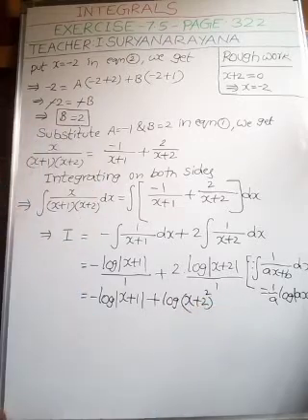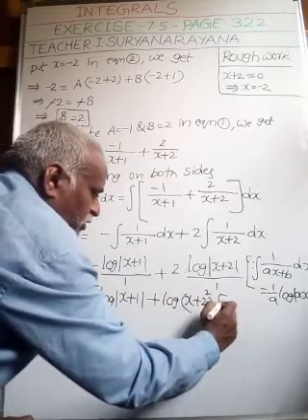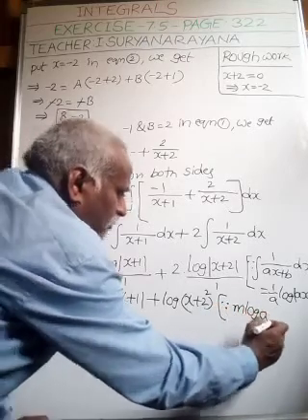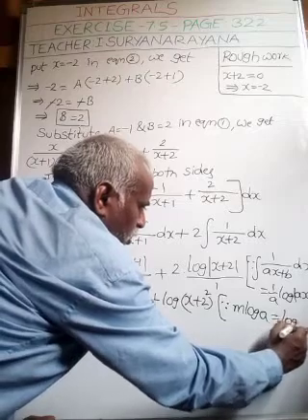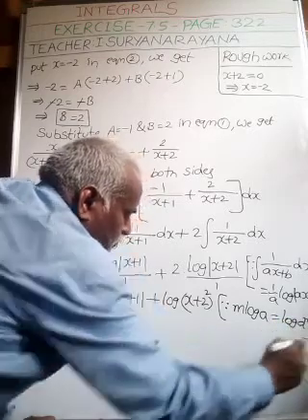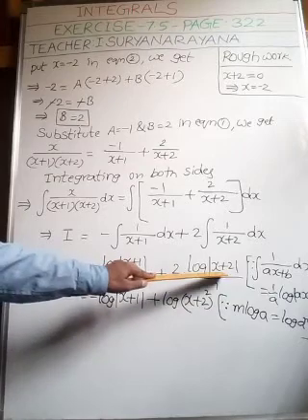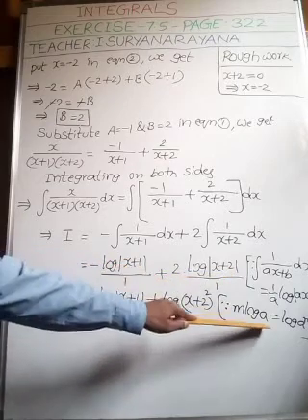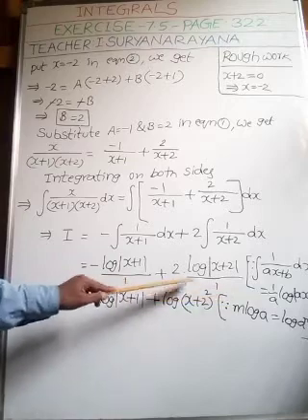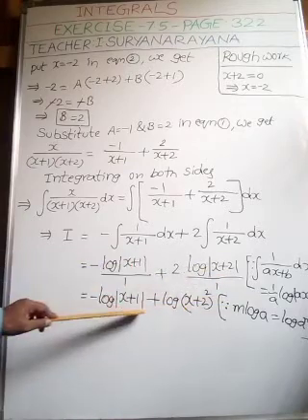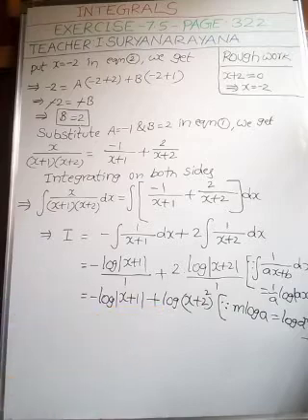Isn't it, or not, my dear children? Because m log a is equal to log a to the power of m, where m is equal to 2, a is equal to x plus 1. By using this logarithmic property, we wrote the second term as log of x plus 2 whole square. Understood this step, my children?